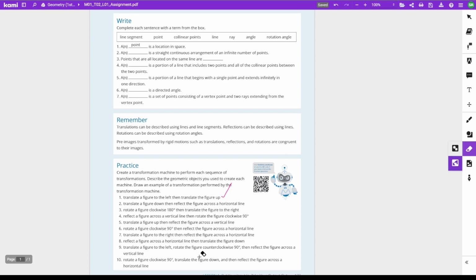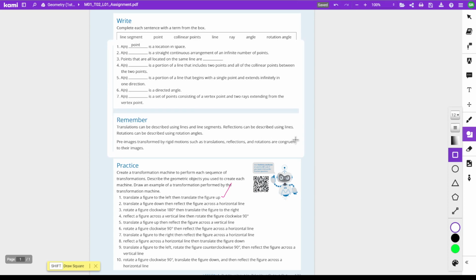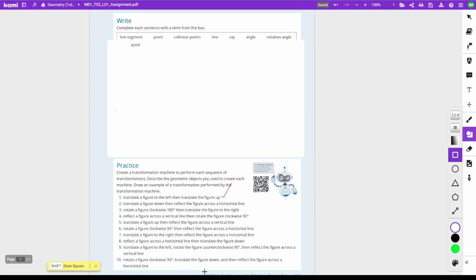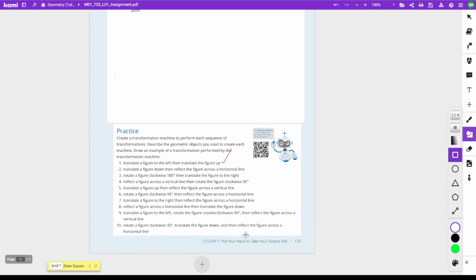So let's talk about question number 10. It says rotate a figure clockwise 90 degrees, translate the figure down. Can you all see that? Yes, you can. Rotate a figure clockwise 90 degrees, translate the figure down, and then reflect the figure across a horizontal line. Okay, so we're rotating the figure, so we're going to need a rotation angle, right?